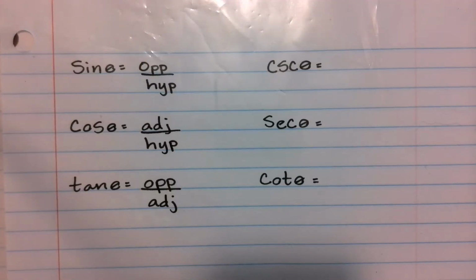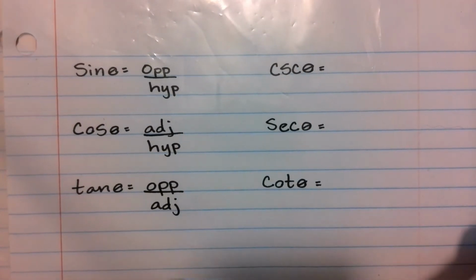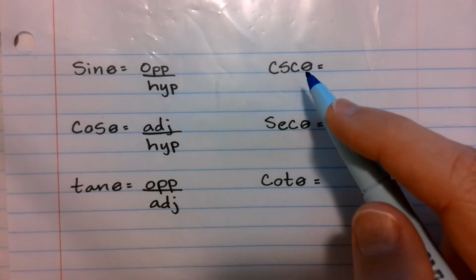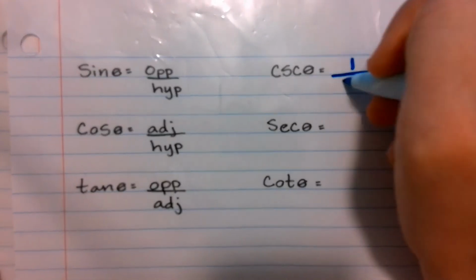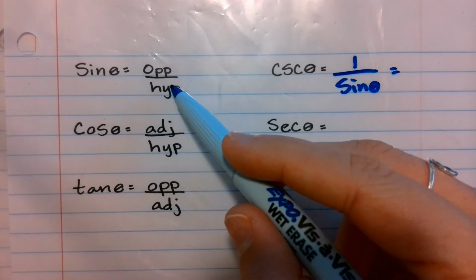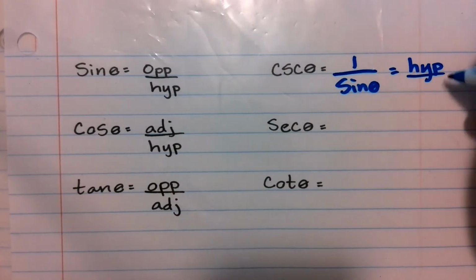So today we're going to add in the other 3 trig functions. So we've got our sine, cosine, and tangent, the ratios for those. Just recalling that for cosecant, we're talking about the reciprocal of sine. So you could say that it's 1 over sine. Or you could also say, since we're taking the reciprocal, we could say that it is the hypotenuse over the opposite.